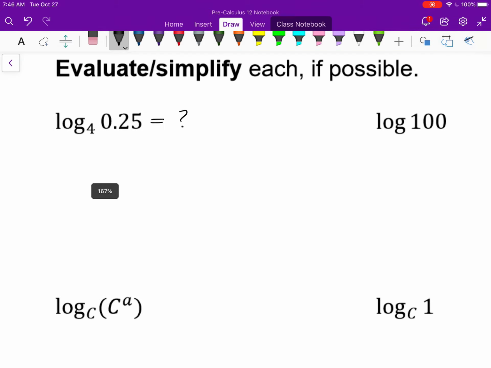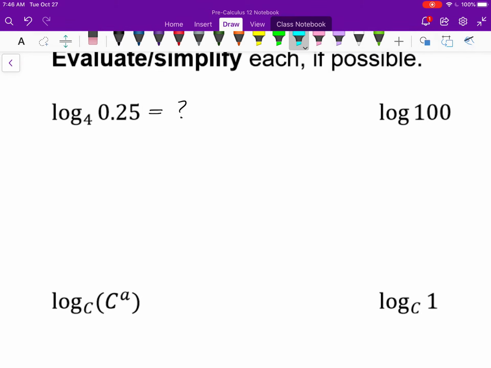When you think about what this means in exponential form, it's probably a lot easier to understand. This means 4 to the power of something equals 0.25. So when you're trying to think about what log base 4 of 0.25 means, you're also trying to think about this: 4 to the power of what equals 0.25?